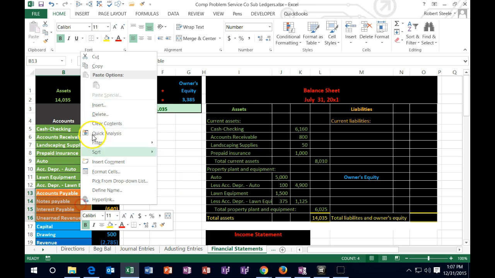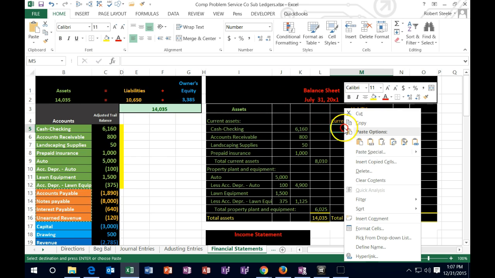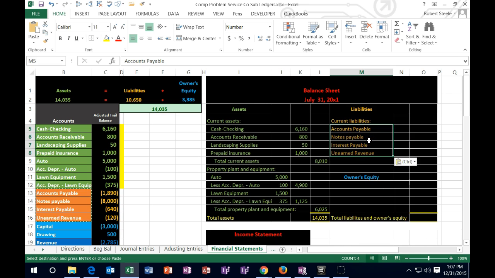All right, so we're going to copy these. I'm going to call them all there. Put our cursor in M5, right click, and paste them 1, 2, 3. So there we have it. I'm going to increase the indentation. So we're going to go up to the Home tab. We're going to go to the Alignment group. We're going to go to the Increase Indent one time. And then we're going to put the numbers here.